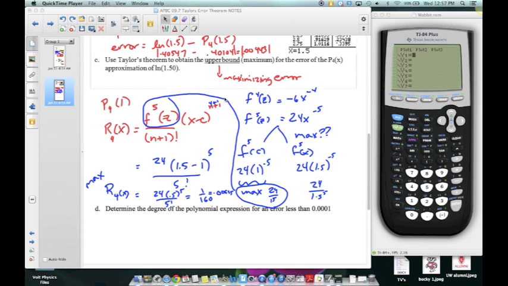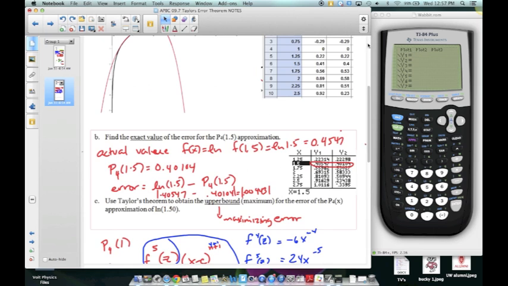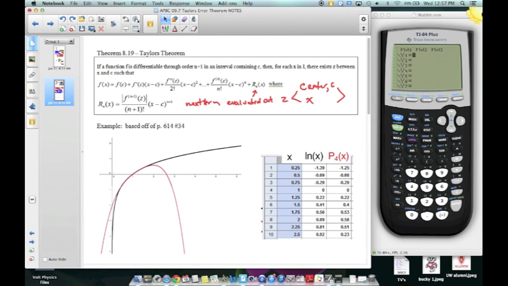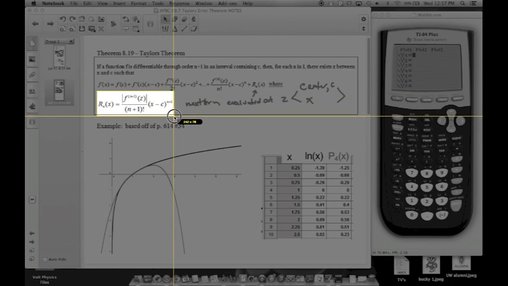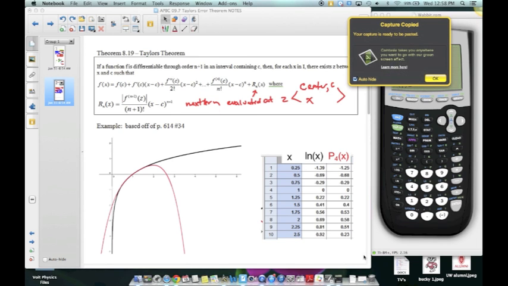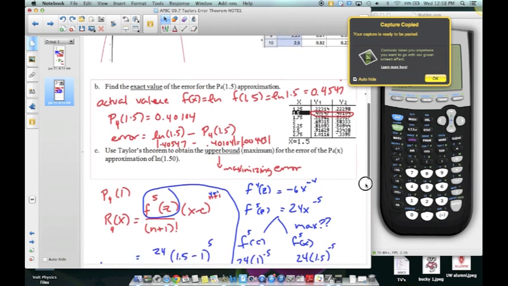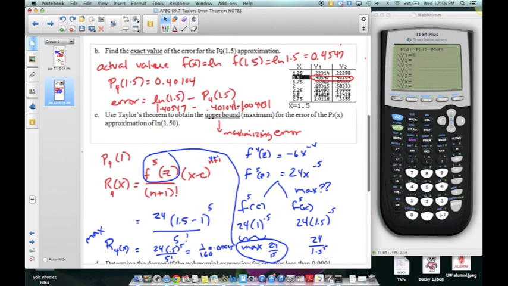So looking at this idea of finding an error, we can see that when we want to maximize the error and use the Taylor theorem for finding the maximum error, we want to be sure that we consider what value of z makes this expression the biggest. And so when we're looking at this, we know that for a 4th degree approximation, we're going to have an error of basically 4 1/1000ths.